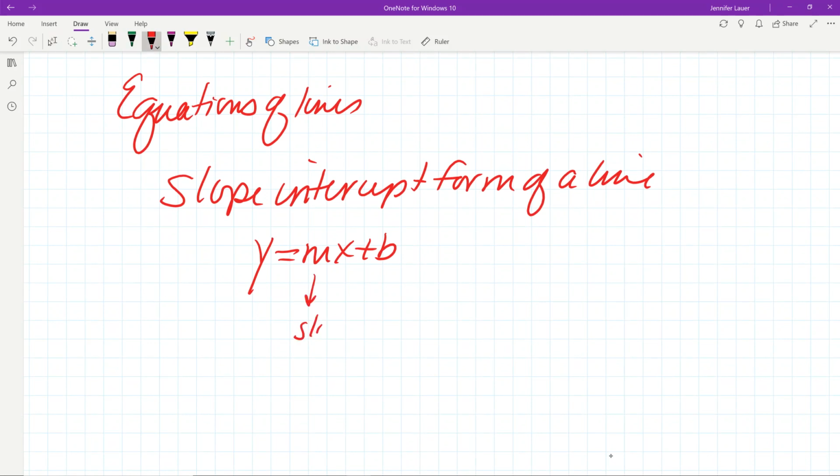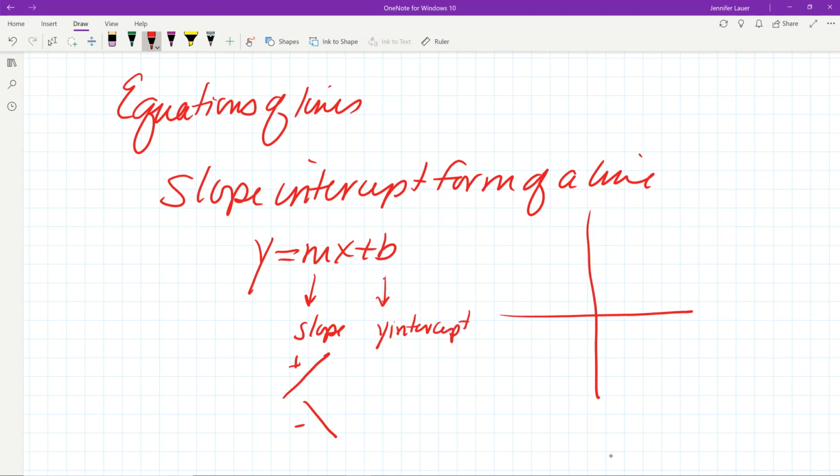The m is the slope. That's how steep it is. If it's a positive slope, it goes uphill. If it's a negative slope, it goes downhill. The b is the y-intercept, and that's essentially where the line crosses the y-axis. So here's our y-axis. If you have a line that looks like this, right here would be the y-intercept. It's where it crosses the y-axis.